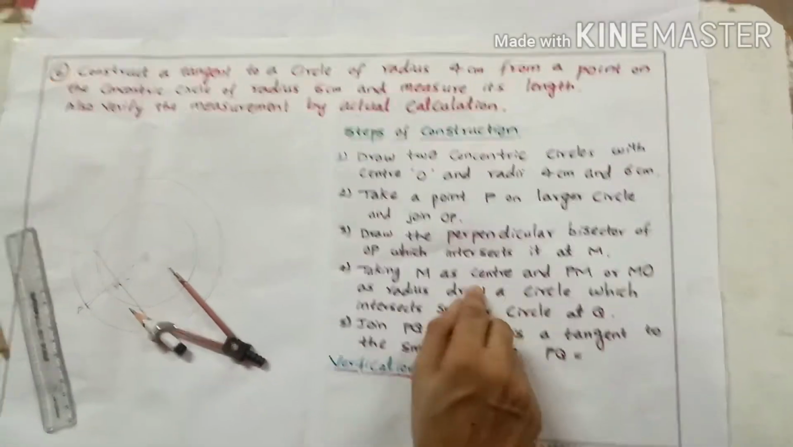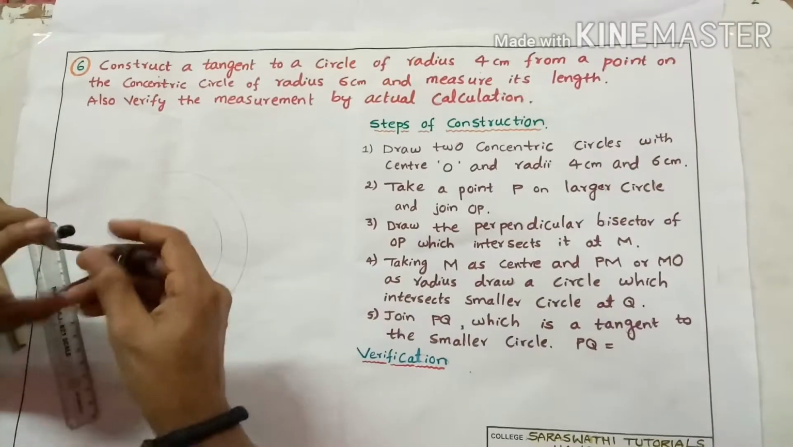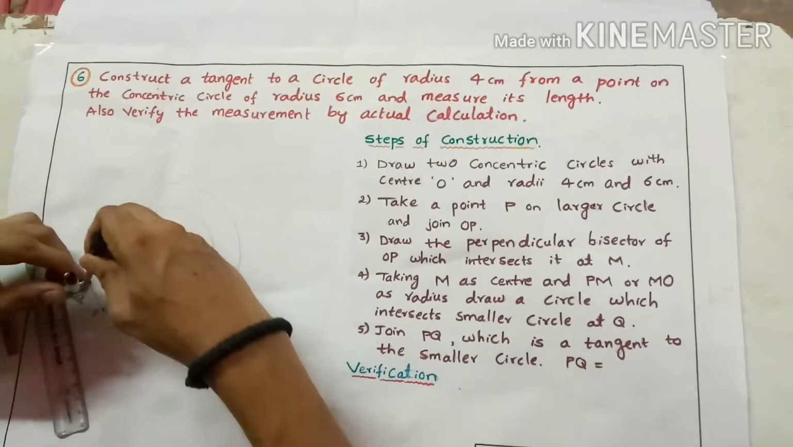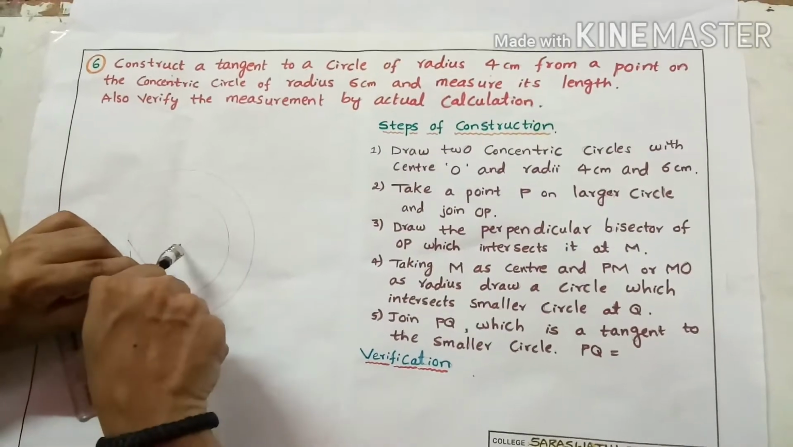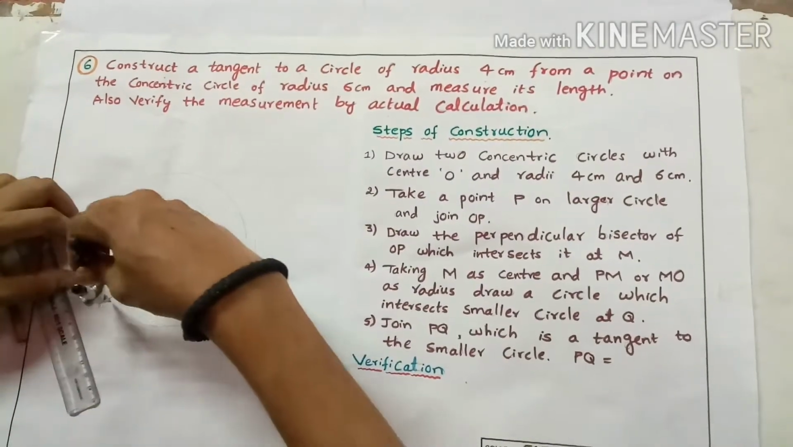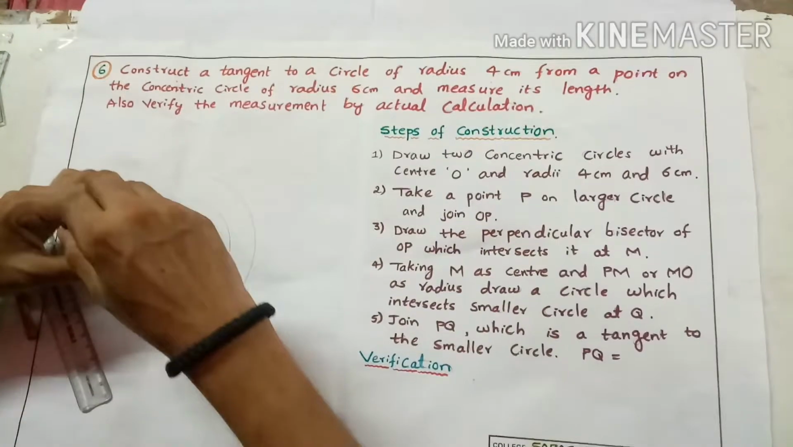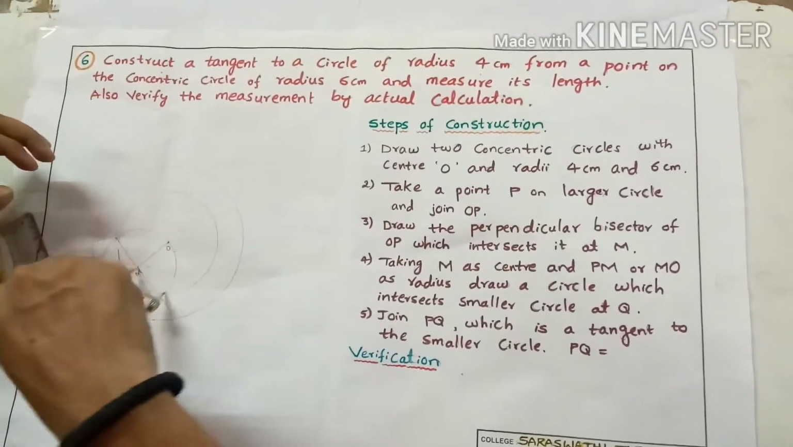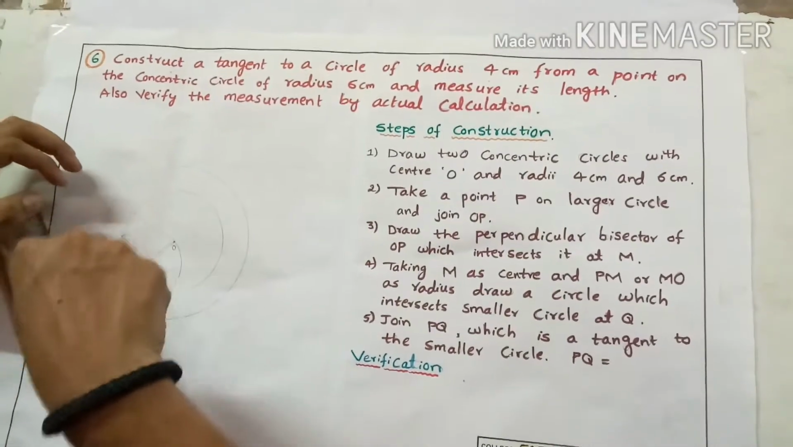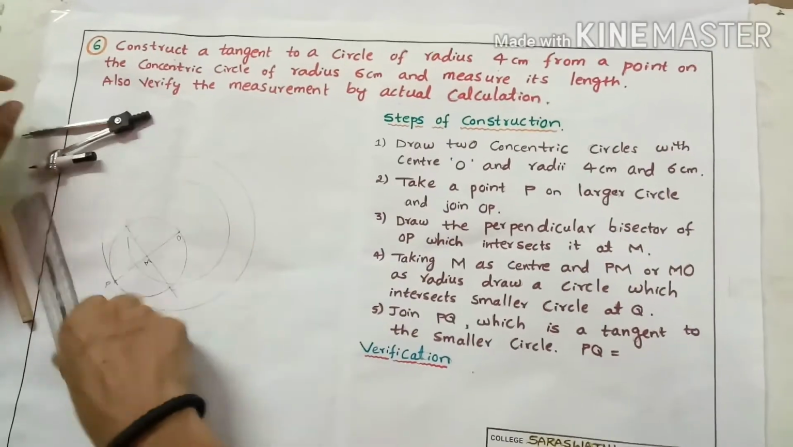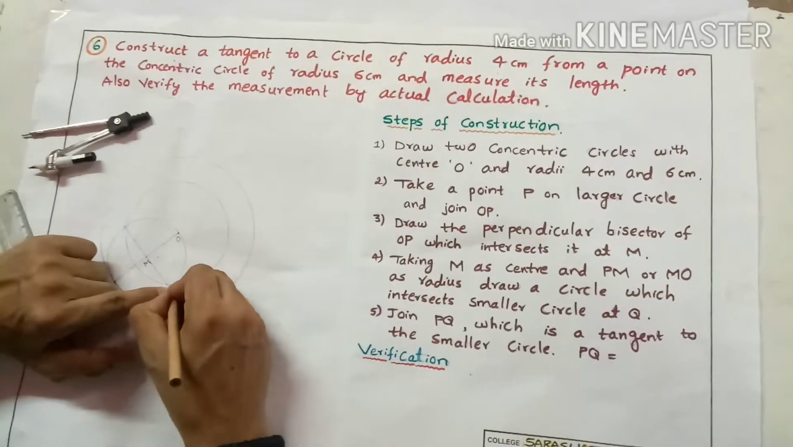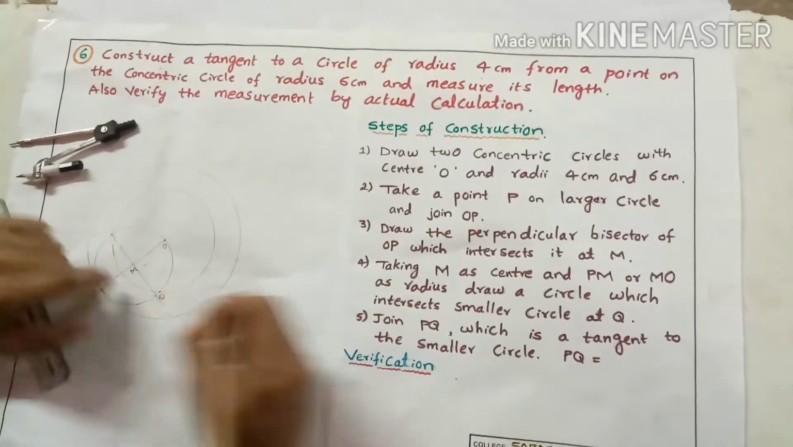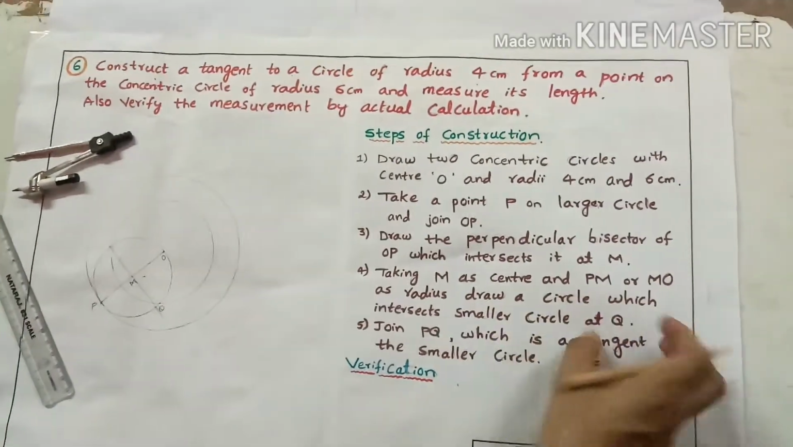Next, taking M as center and PM or MO as radius, draw a circle. Taking M as center, PM or we can take OM as radius, draw a circle. This circle passes through both P and O. This circle meets the smaller circle at a point, let this point be Q.